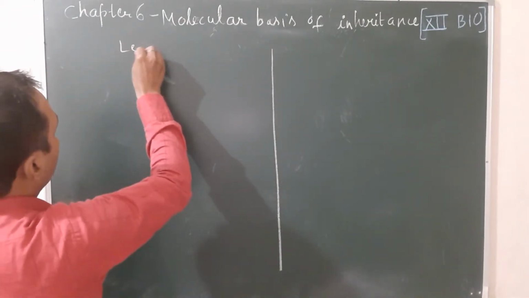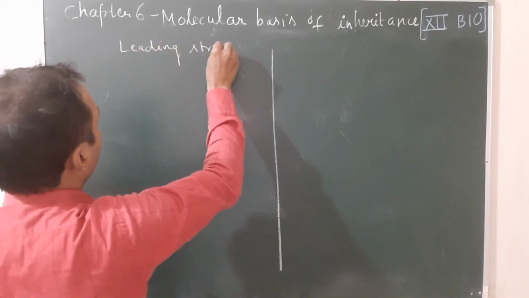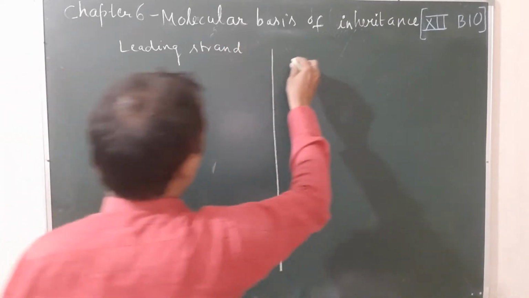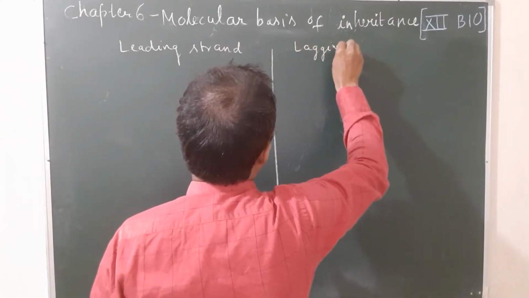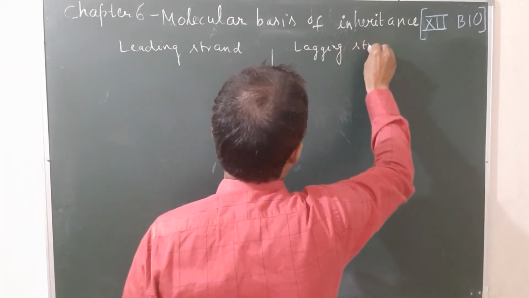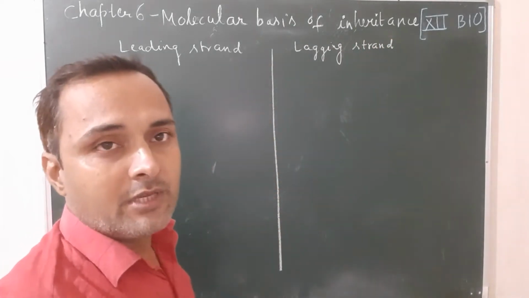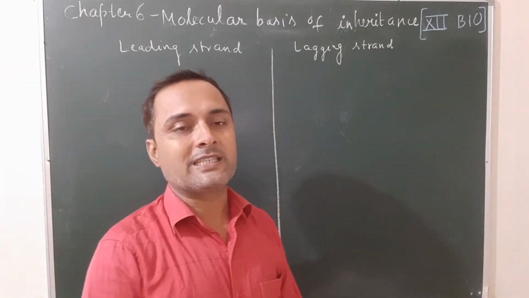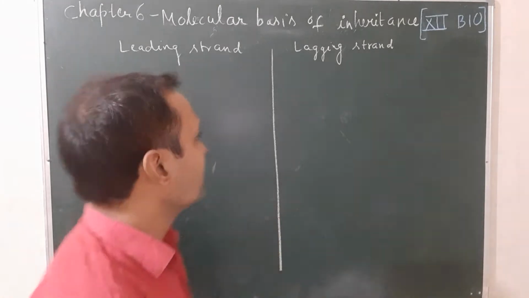So leading strand, and on the second column you can write lagging strand. Students, in the previous class we discussed the various steps of DNA replication, and we have seen that two strands of DNA participate in the DNA replication. So let's see the first difference.